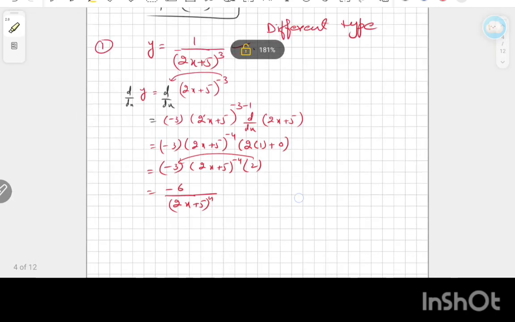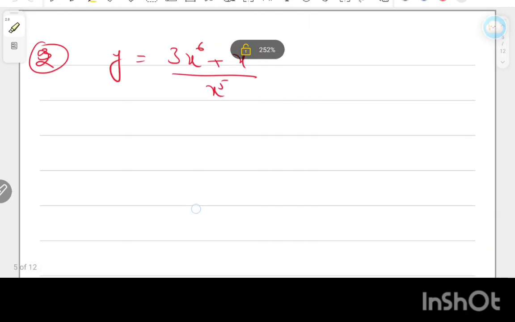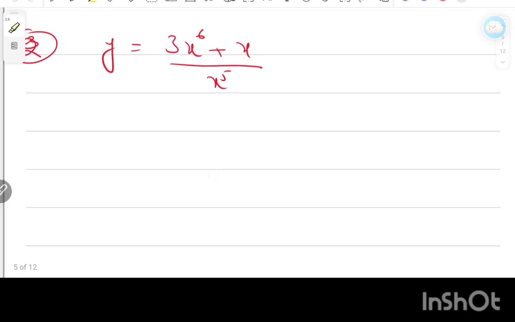Now we will move forward, and our next question is this one. How do we solve this question? We will simplify this fraction form. Now y equals (3x to the power 6 plus x) divided by x to the power 5. What's the rule? We know that if a plus b is divided by c, it will be a over c plus b over c.